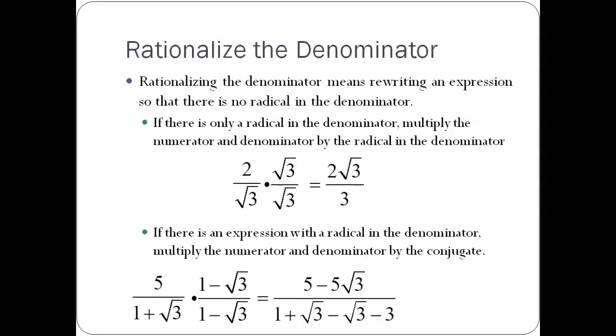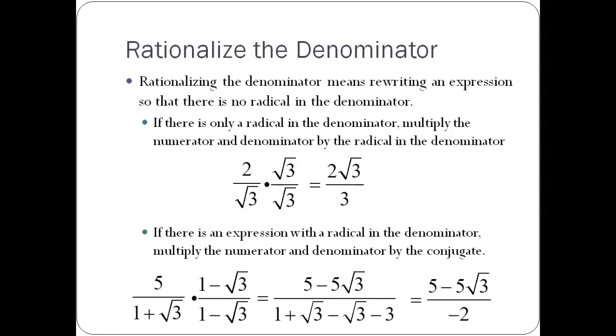All right, now it looks like we still have radicals in the denominator, but notice how the positive root 3 and the negative root 3 here are going to cancel. So that leaves us with 1 minus 3 in the denominator, which is equal to negative 2. So actually now we no longer have a radical in the denominator, so we have successfully rationalized that denominator.